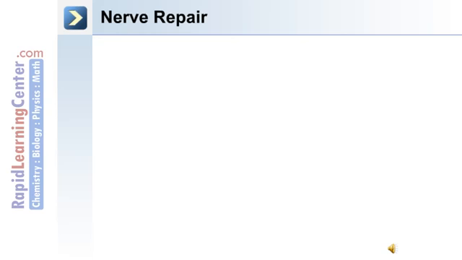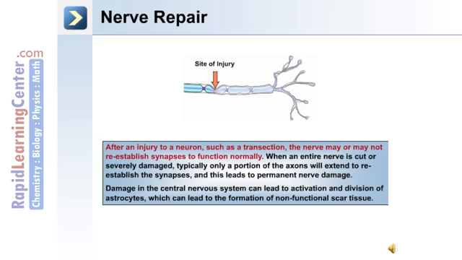Let's continue with nerve injury and nerve repair. After an injury to a neuron, such as a transection, the nerve may or may not reestablish synapses to function normally. When an entire nerve is cut or severely damaged, typically a portion of the axons will extend to reestablish the synapses, and this leads to permanent nerve damage. Damage in the central nervous system can lead to activation and division of astrocytes, and this can lead to the formation of non-functional scar tissue.